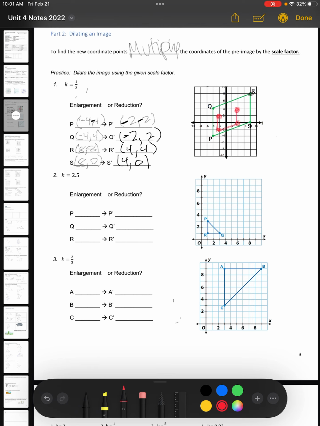When you're doing this on the computer, you'll use the segment tool and the point tool to construct your circle or your shape.